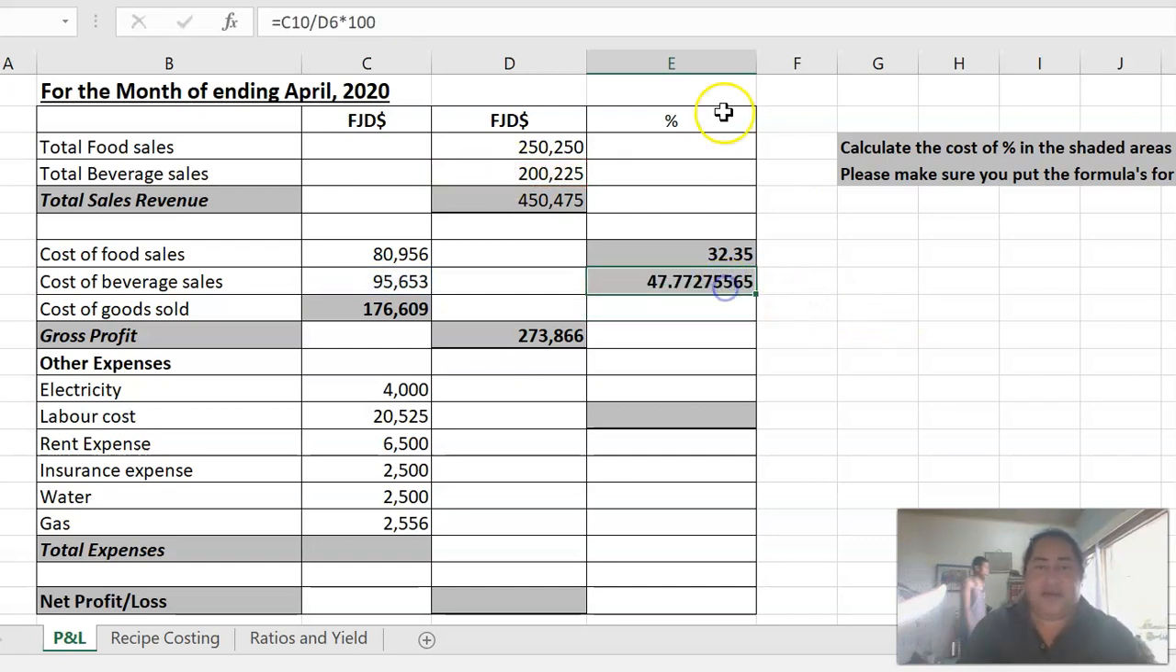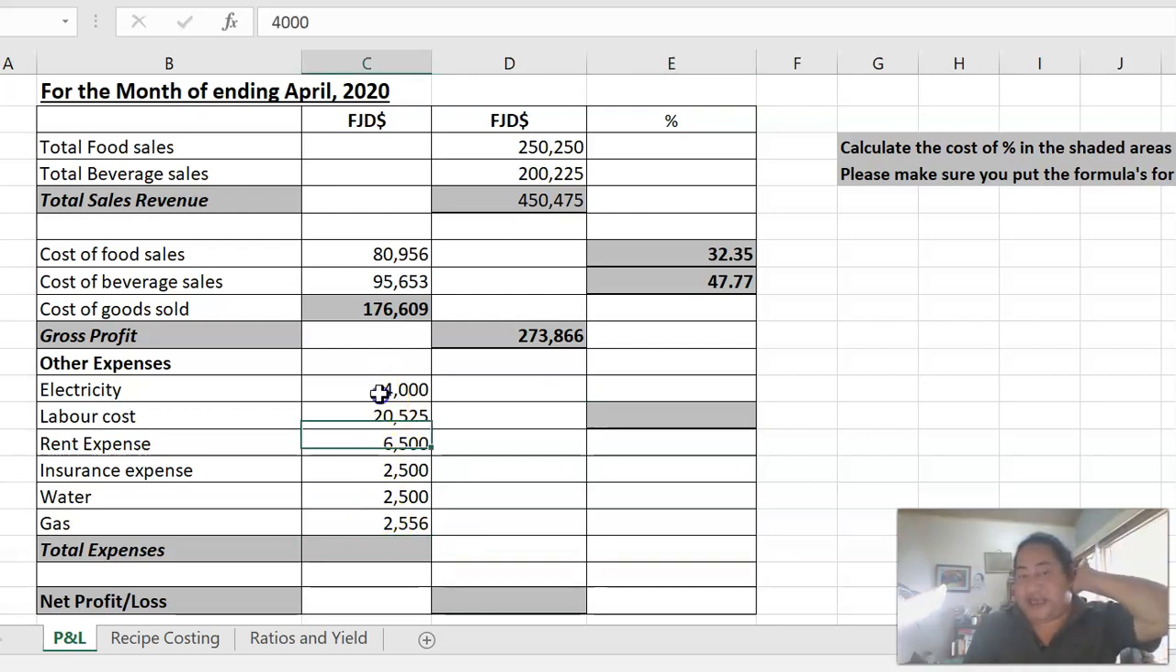And again, we reduce that to 2 decimal points. Or even if you want 1 decimal point, that's fine. The computer runs it off, but I'll leave it at 2. Now, you know that labor cost is the largest amount of money spent in a restaurant operation. So you have to manage your labor very well. Okay, so you know how to do that one.